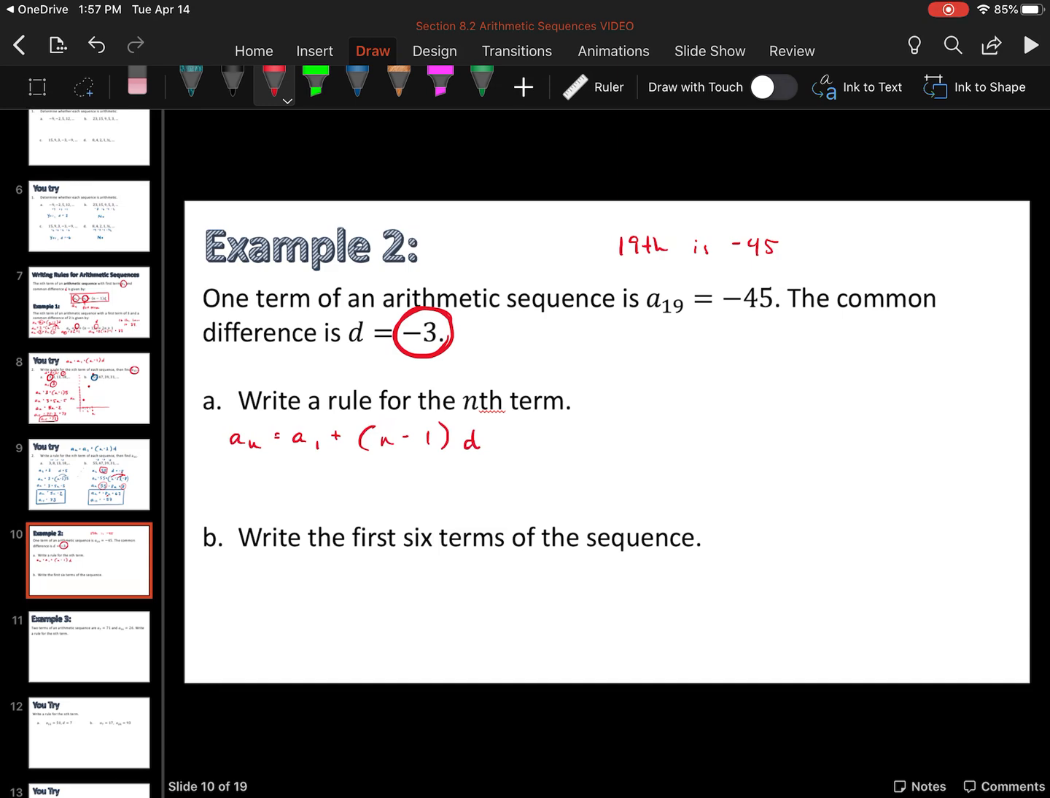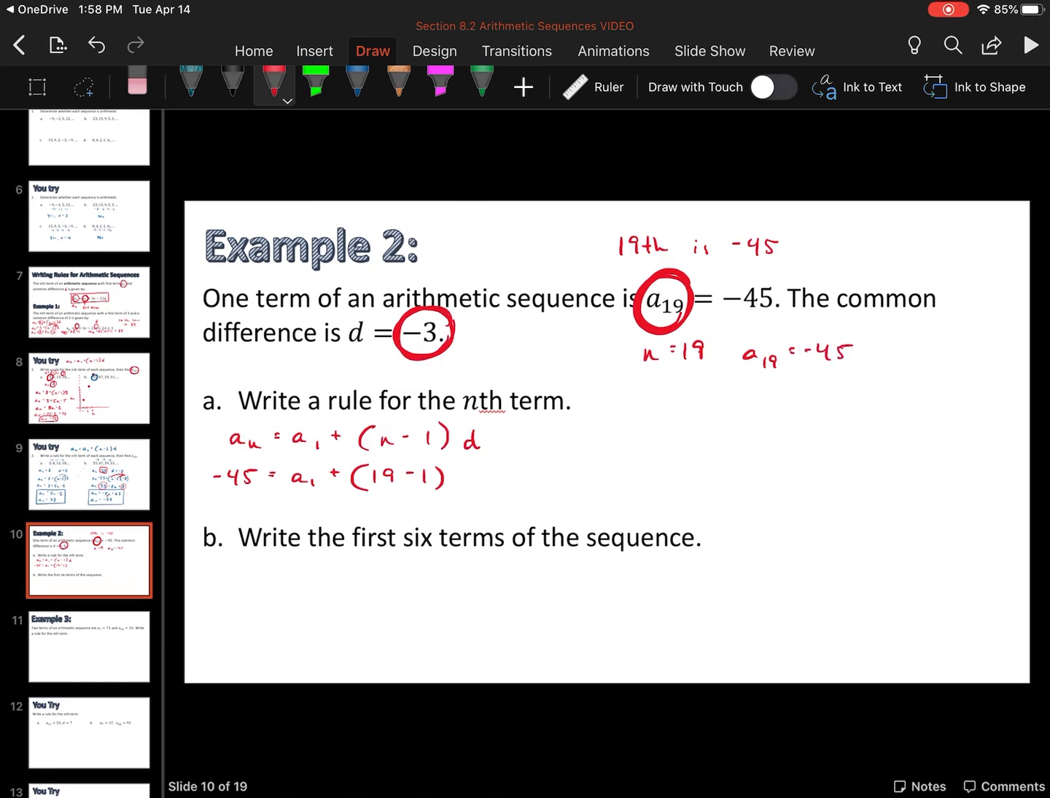If we take the information that you have, I know that a sub 19, when I plug in 19, I got out negative 45. So I'm going to say a sub 19 is negative 45. I don't know what my first term was, but I do know that the n that I plugged in, the 19th term, was negative 45. So I'm going to plug in 19 for n. So we're saying n equals 19. A sub 19 was negative 45.